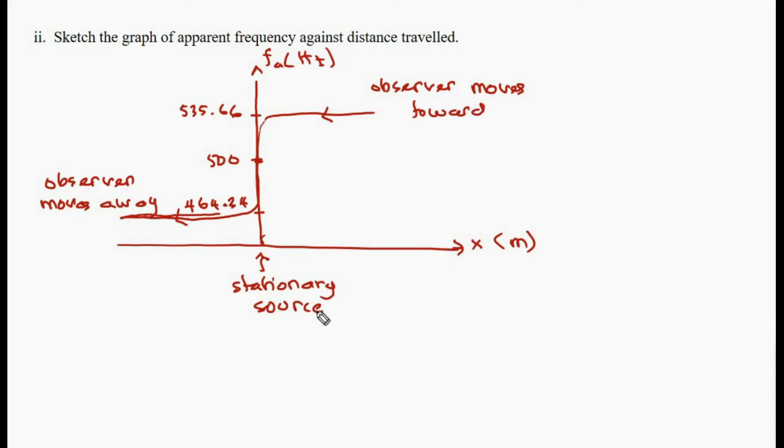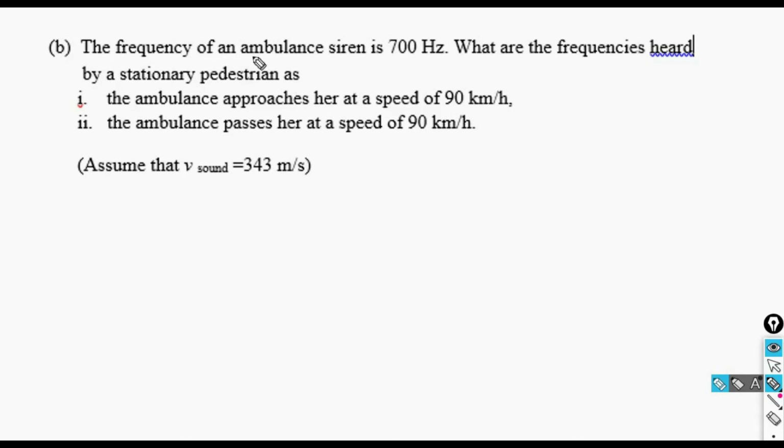For part B, the frequency of an ambulance siren is 700 Hz, so this is the FS. What are the frequencies heard by a stationary pedestrian? The pedestrian is the observer, so V naught equals 0. Number one, as the ambulance approaches her at a speed of 90 km per hour, this is VS. Number two, as the ambulance passes her at the same speed of 90 km per hour.